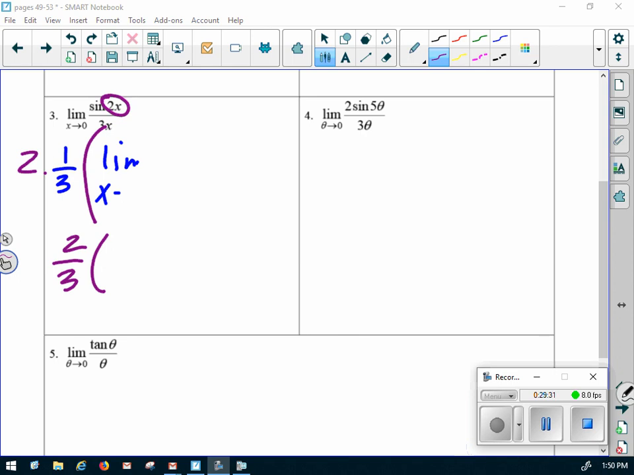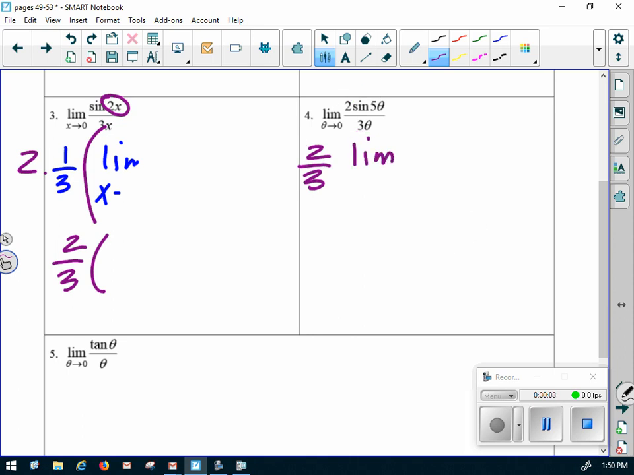I've got a sine 5 theta on the top. What does the bottom need to be? The bottom needs to be a 5 theta. Now, I don't want that 2 and I don't want that 3, so I can take out a 2/3. I'm going to do it this way because it's easier for my brain. I'm going to pull out that 2/3. Now you see I can pull out that 2 because it's a coefficient, and I can pull out that 3 because it's a coefficient. I cannot pull out that 5 because that's inside the trig function.